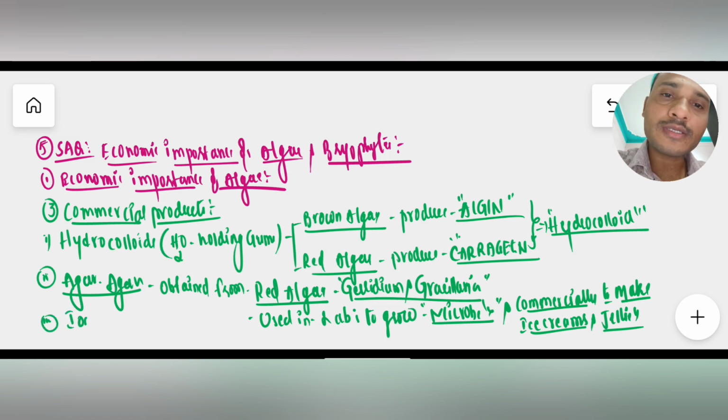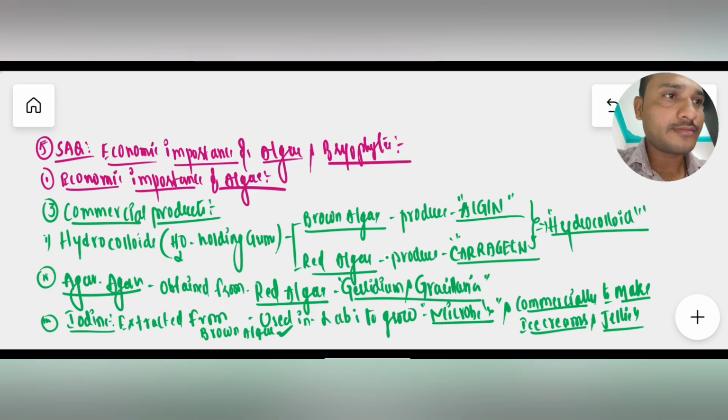We can extract iodine, and iodine is essential for synthesis of thyroid hormones T3 and T4. Deficiency of iodine causes enlargement of the thyroid gland. This iodine is extracted from brown algae. So this is all about the economic importance of algae.